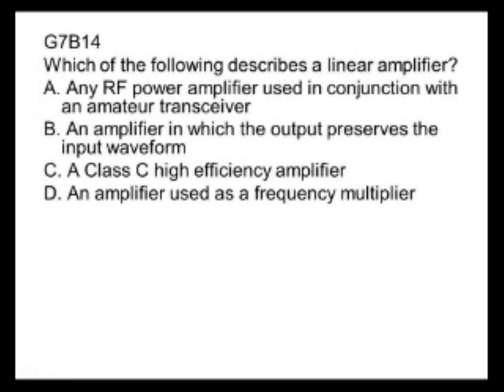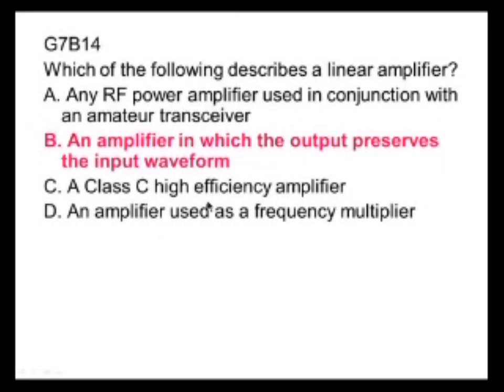Which of the following describes a linear amplifier? This particular question is a trap for CBers because they're going to grab this answer that says any RF power amplifier used in conjunction with an amateur transceiver. The actual answer is an amplifier in which the output preserves the input waveform, and that's what is meant by linear. You put a signal in to the amplifier, it comes out with the same waveform, just more power. So linear preserves the input waveform.